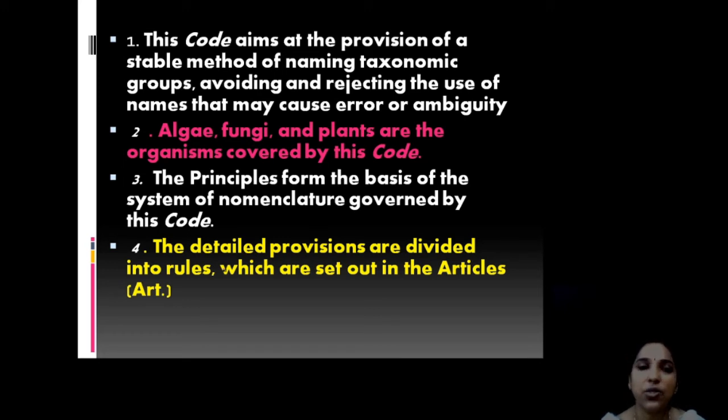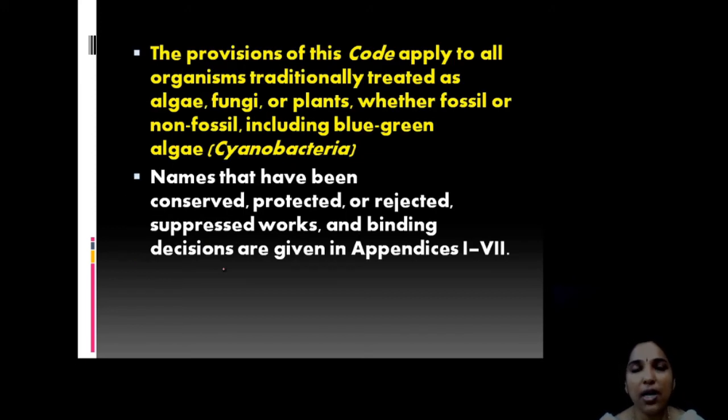Algae, fungi and plants are covered in this code. No bacteria, no animals. And the 6 principles form the basis that we studied, no change in the principles. There are detailed provisions, divided into rules and articles. This code also applies to fungi, plants, fossil or non-fossil, etc. And names are conserved, protected or rejected based upon the meeting held. They can accept or reject.